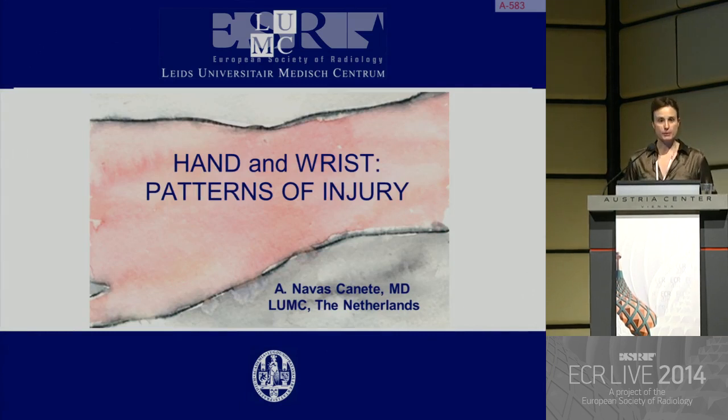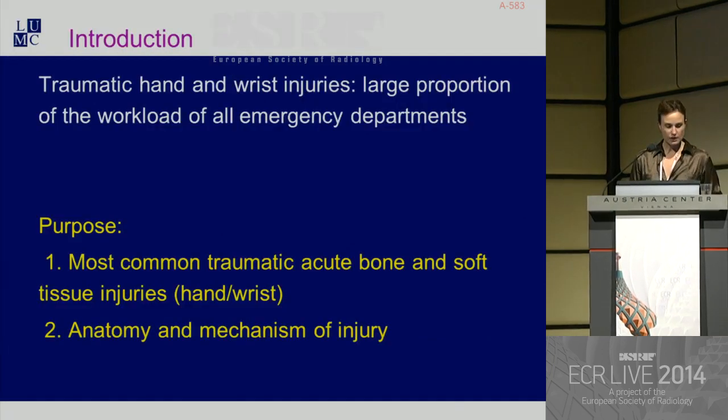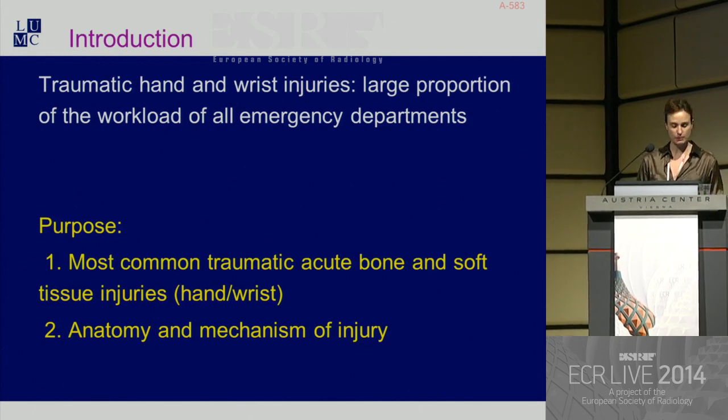Hand and wrist patterns of injury. As you know, traumatic hand and wrist injuries account for a large proportion of the workload of all the emergency departments. So the purpose of my presentation will be to describe, first of all, the most common traumatic acute bone and soft tissue injuries of the hand and of the wrist.